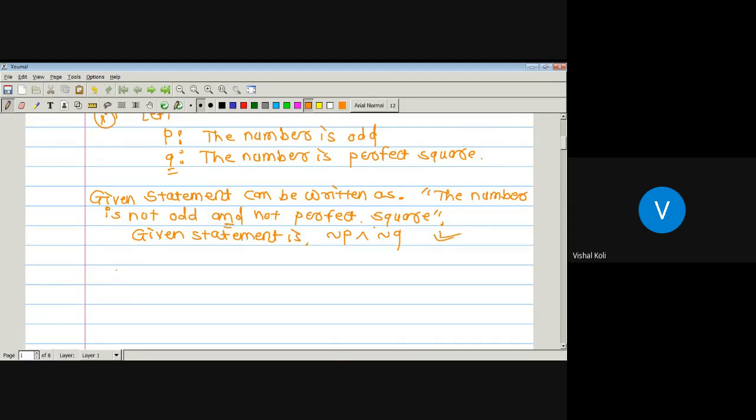So its negation is negation of P and negation of Q. And we know how to find the negation of P and Q. If P and Q are two statements, then the negation of P and Q is nothing but negation of P or negation of Q. So here this one is nothing but negation of P or negation of Q.